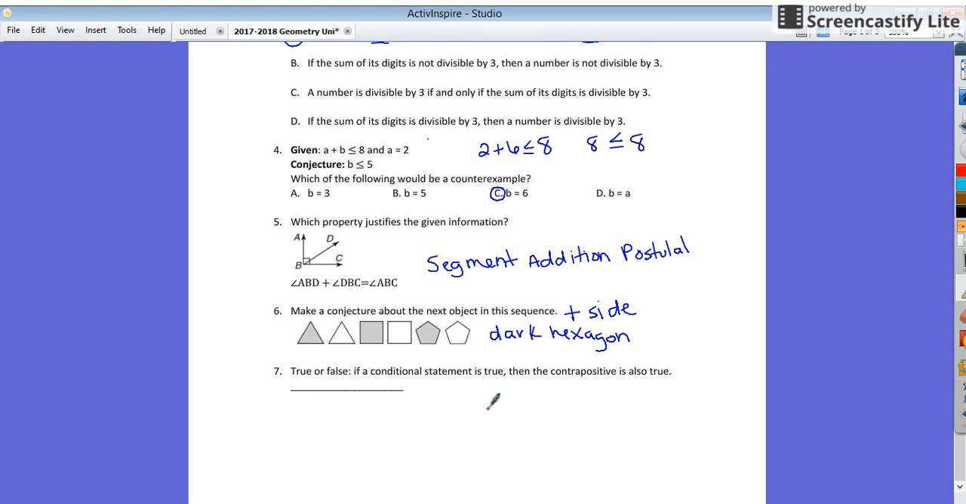Number 7, we have a true or false statement. True or false, if a conditional statement is true, then the contrapositive is also true. This is a true statement. Remember that the conditional statement and its contrapositive are logically equivalent, meaning that if one's true, the other one's true. If one's false, the other one's false. And then also converse and inverse are logically equivalent as well. So if one's true, the other one's true. If one's false, the other one's false.